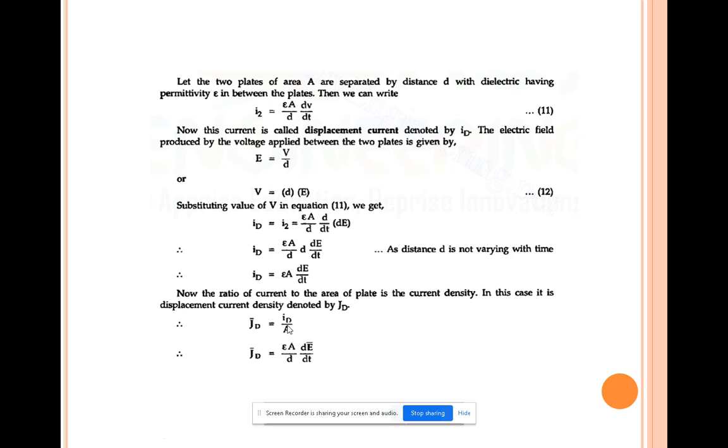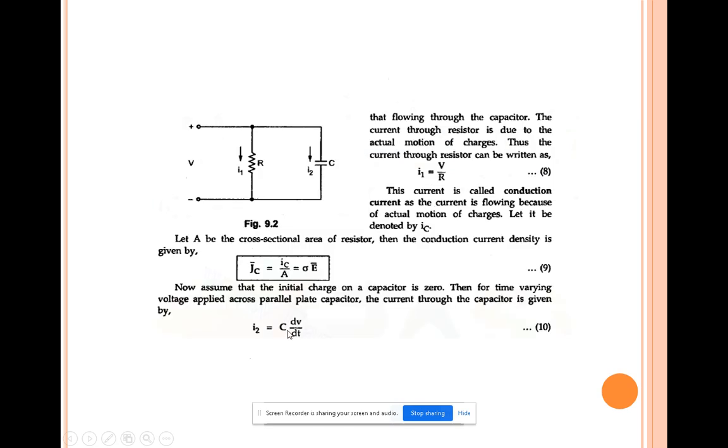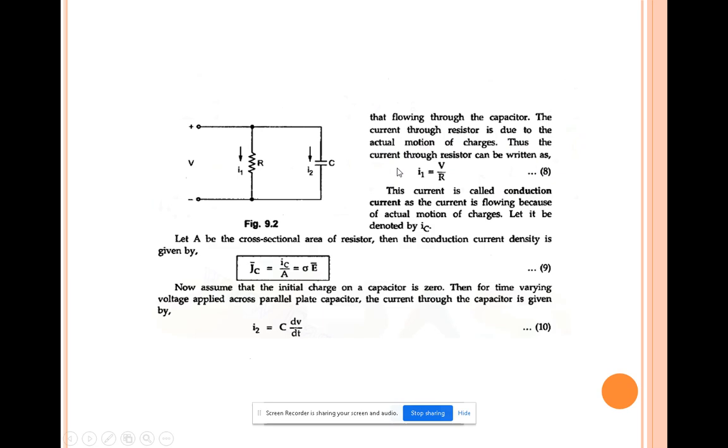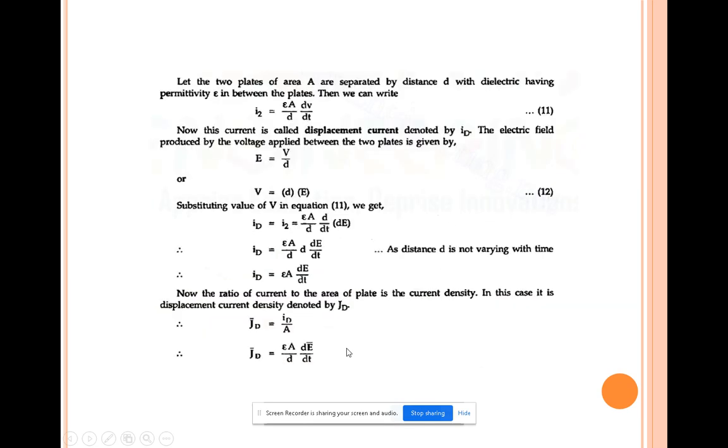Now consider two plates of the capacitor with area A, separated by a distance D. In between you have the dielectric with permittivity epsilon. This can be written as I2 equal to epsilon A by D into dV by dt. Instead of C, we put epsilon A by D. This I2 current is nothing but the displacement current. Just as we replaced I1 with IC, we replace I2 with ID, the displacement current.